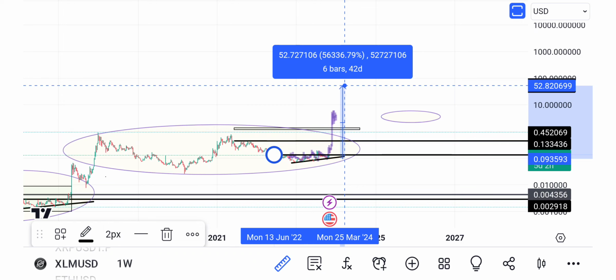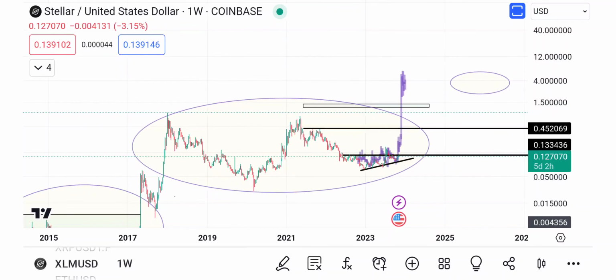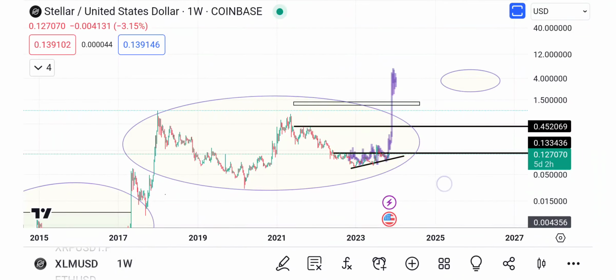Do I think XLM's gonna hit $52? No, I don't. Maybe in the next 20 years, maybe in the next 10 years, I don't know. But I don't think it's gonna hit it this coming run, not even close. XRP is not even going to hit that. So how would XLM hit that? But that doesn't mean you can't get massive gains on XLM.